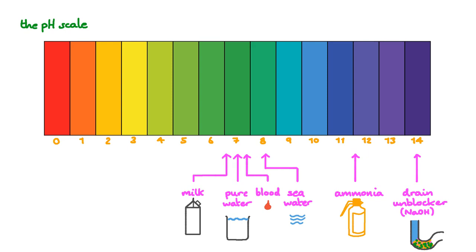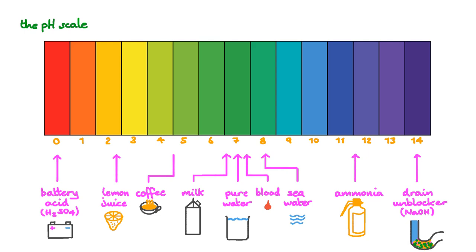Heading in the other direction, we find milk at a pH of 6.6, which is slightly acidic, while a cup of coffee will have a pH of about 4.5. Lemon juice has a pH of about 2.3, and battery acid, which is sulfuric acid, has a pH of about 0. While it's possible to have pH values above 14 or below 0, it's not that common.